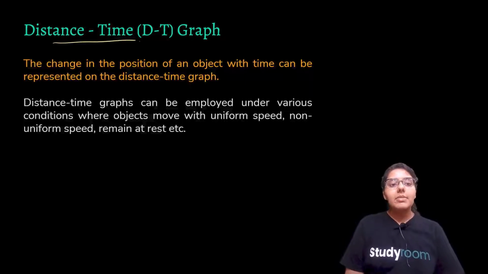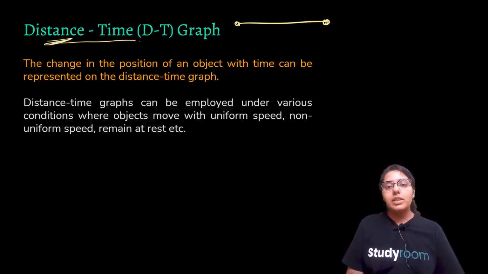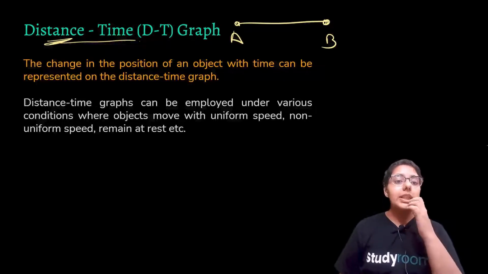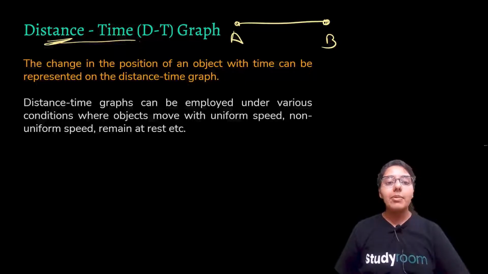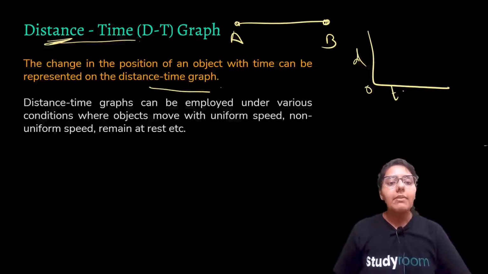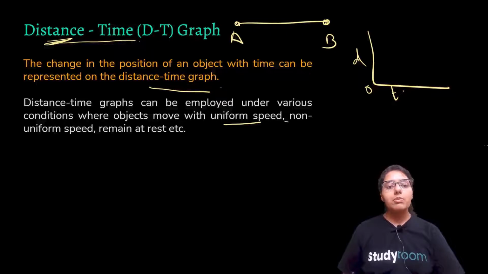So as the name suggests, distance is your change in position from one place to another. If this is your distance, it is simply your change in position, right? So change in position of an object with time can be represented by a distance time graph. Of course, we were doing this earlier also, right? A distance time graph can be employed under various conditions where objects move with uniform speed, non-uniform speed, or remain at rest.